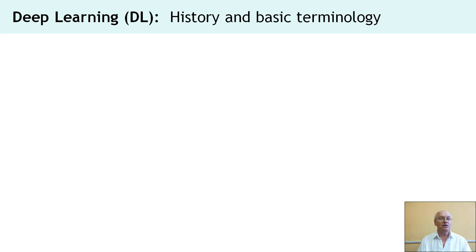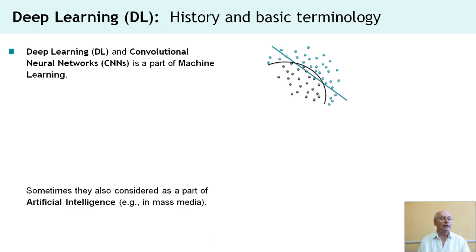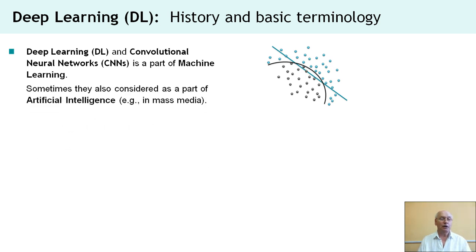So first we start with history and some basic terminology behind. Deep learning and so-called convolutional neural networks, the keyword is convolutional, is a part of machine learning. The symbol of machine learning is something like that, subdividing objects in feature space and learning that. But sometimes they are also considered to be a part of artificial intelligence. So this is more typical for mass media and such kind of information sources.